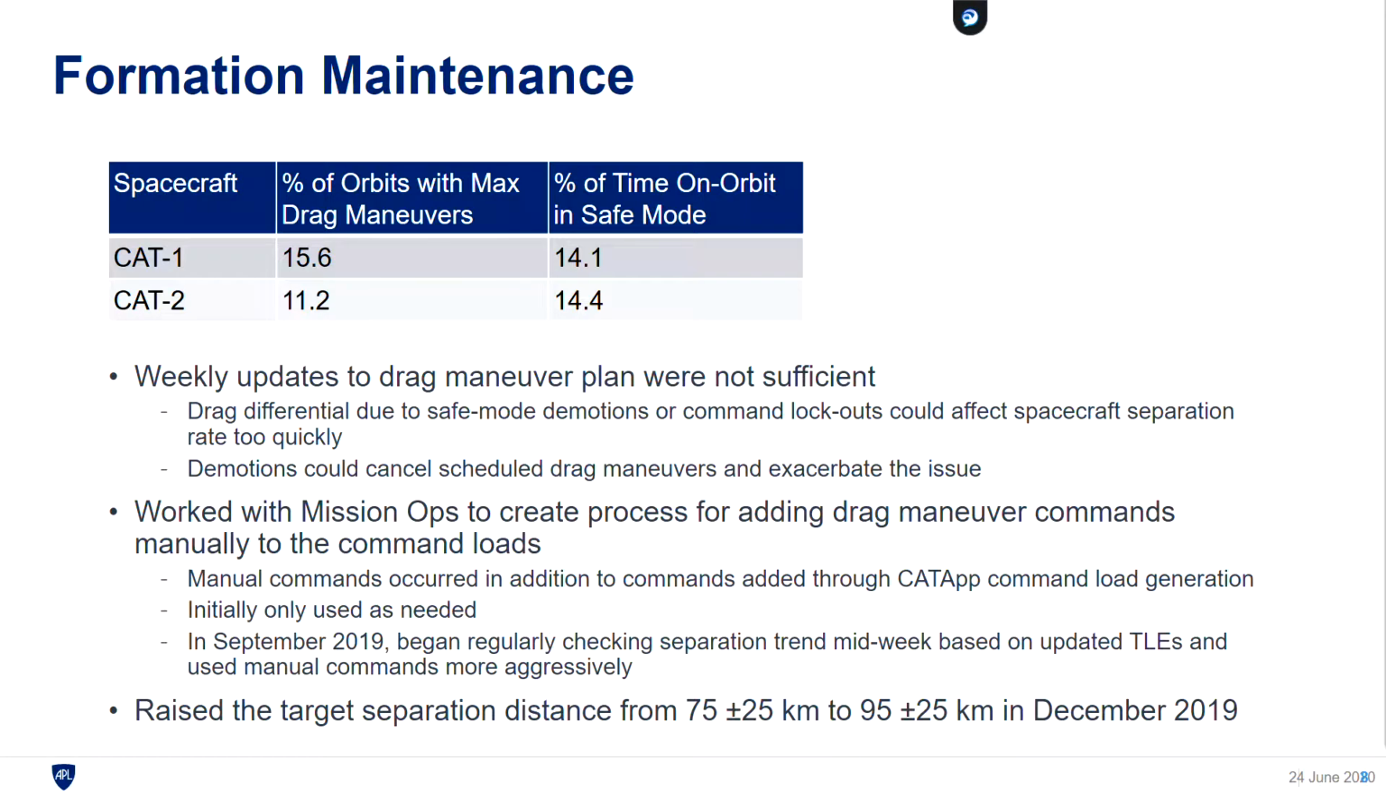So we soon found out after deployment that weekly updates to the drag maneuver planning were not sufficient. These safe modes and command lockouts could quickly affect the spacecraft separation rate. And if a demotion happened to cancel scheduled drag maneuvers, that would just exacerbate the issue. So we worked with mission ops to create a process for manually adding drag maneuver commands to the loads. And initially, we only used that as needed.